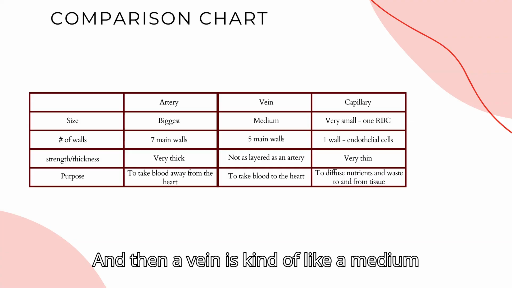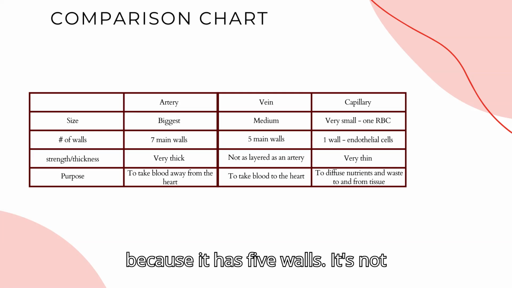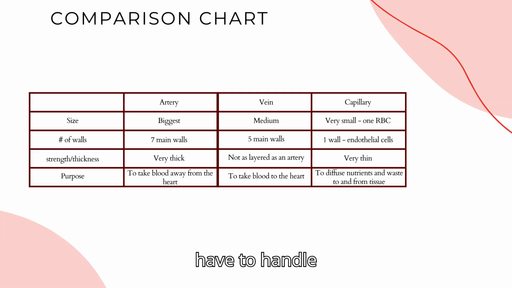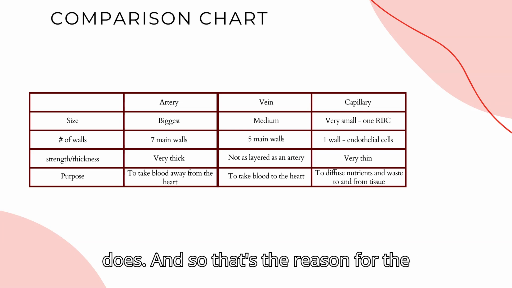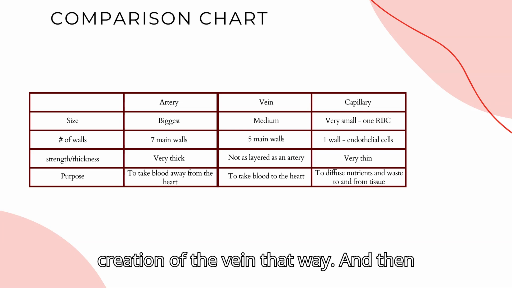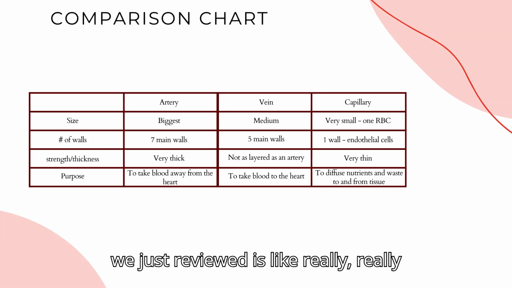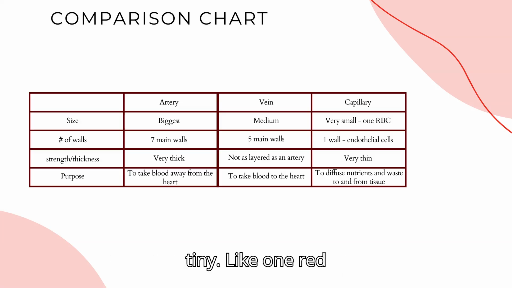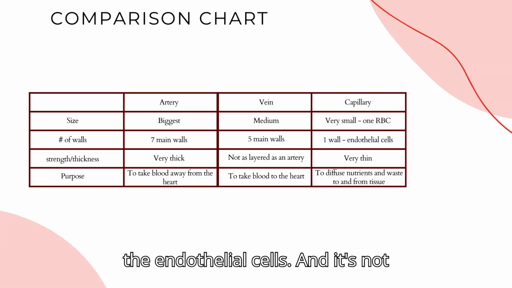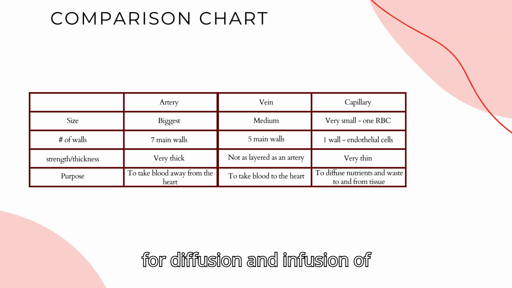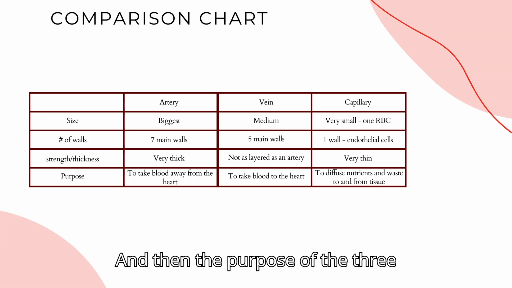And then a vein is kind of like medium because it has 5 walls. It's not as layered as an artery, and it doesn't have to handle and manage as much pressure as an artery does. And so that's the reason for the creation of the vein that way. And then lastly, we have the capillary, which as we just reviewed is really, really tiny. Like one red blood cell can fit through it at once. It's made up of one wall, which is the endothelial cells, and it's not really made to be strong. It's just made for diffusion and infusion of oxygen and waste.